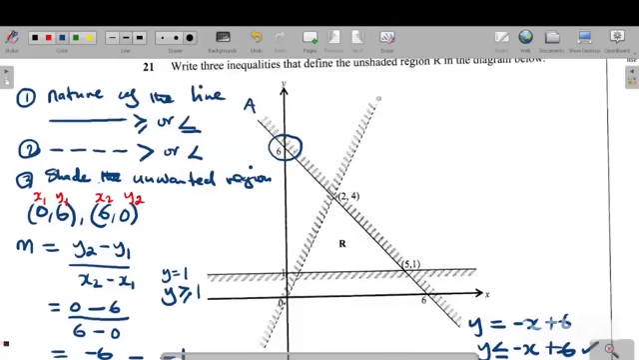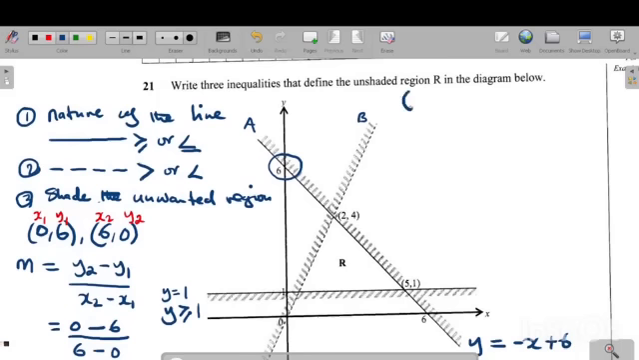Using the same method, we are going to find the equation of this line so that we use it to come up with an inequality. Let's call this equation B. As usual, the first step is to collect the obvious points where this line is crossing. This line is crossing here at 0, 0, and also it's crossing here at 2, 4.